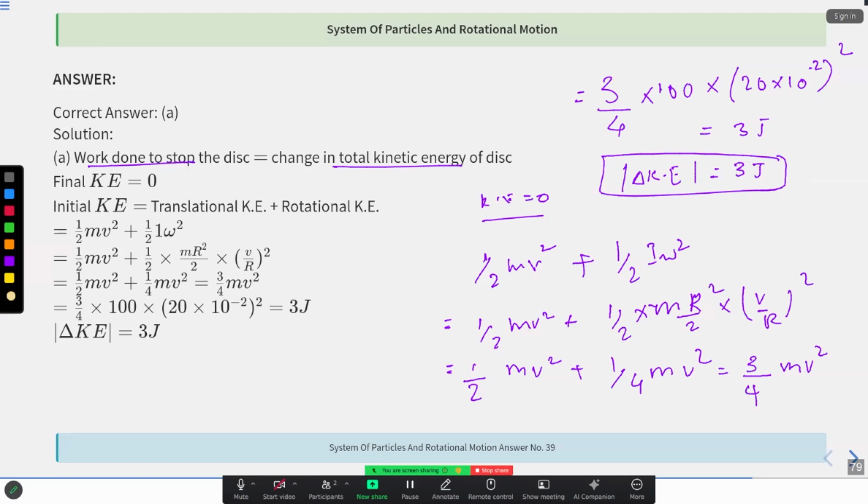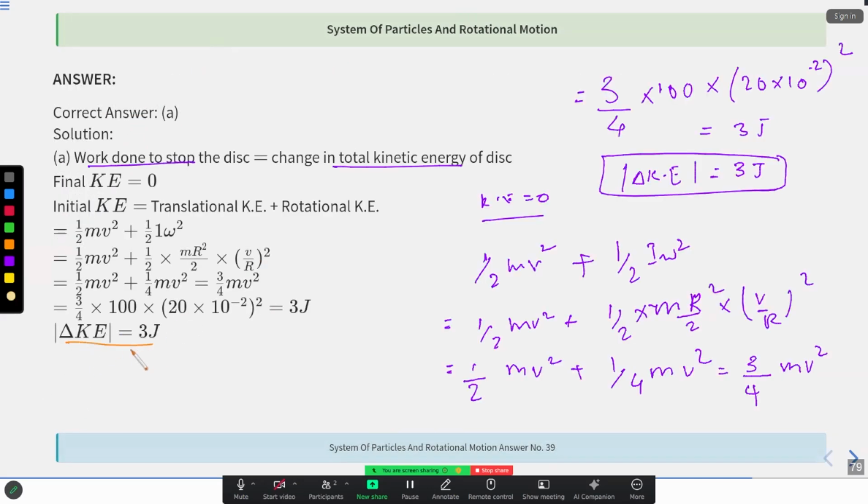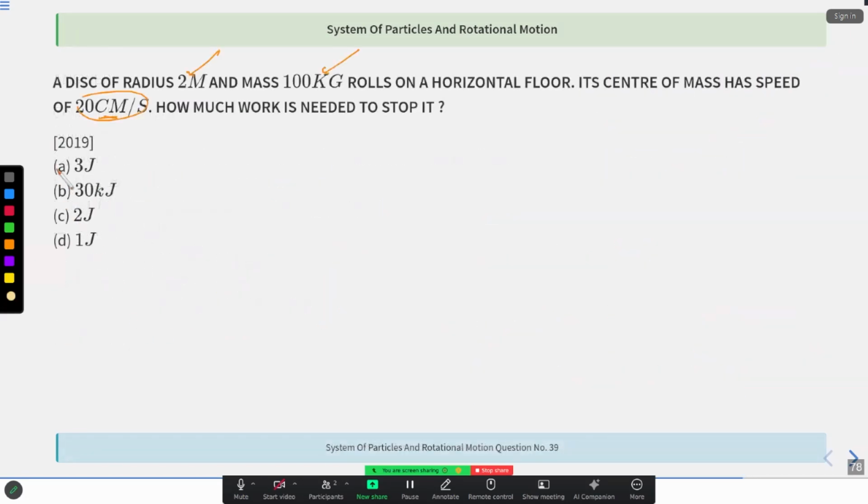Now I'll tell you the mistake. The mistake which can happen in this question is of units. Radius is in meters, mass is in kgs, but this is in centimeters. So what you have to do, you have to bring this into meters, and there you have your answer. This is what you had to multiply, 10 to the power minus 2. Rest of the question is the same. And you should even know that the initial kinetic energy will be translational plus rotational kinetic energy. So the change in kinetic energy which is given to us is 3 joules. All right.